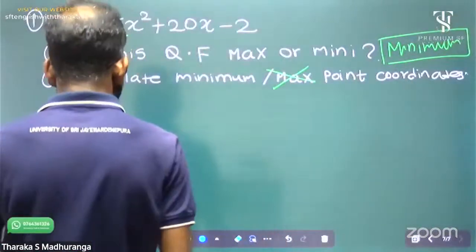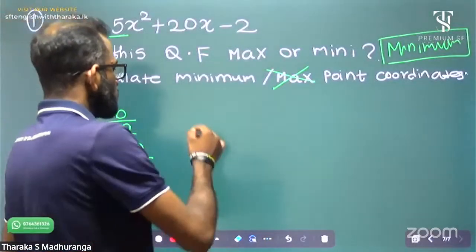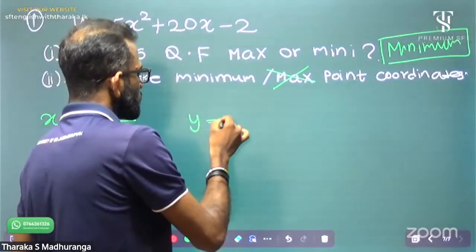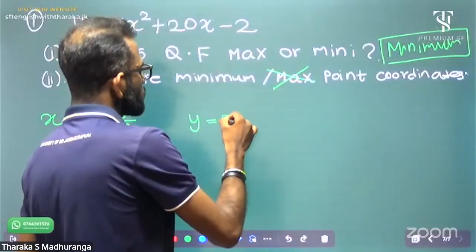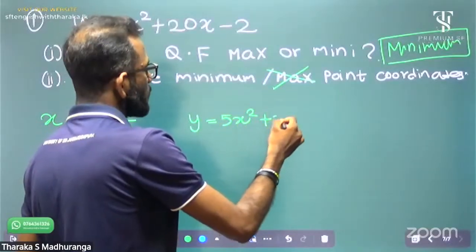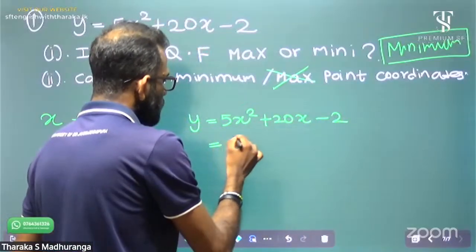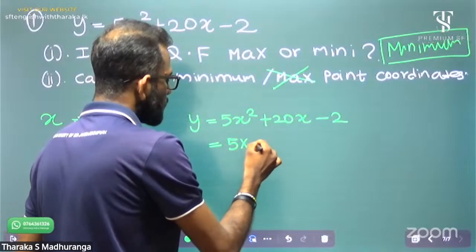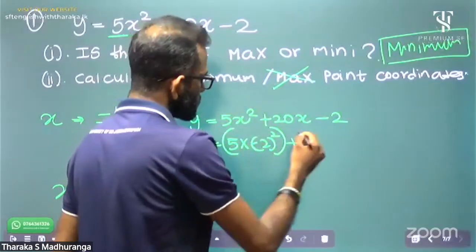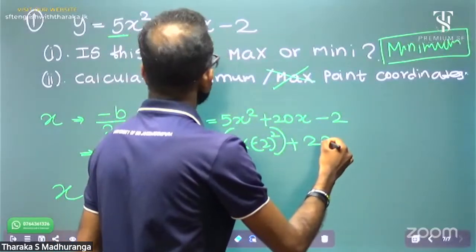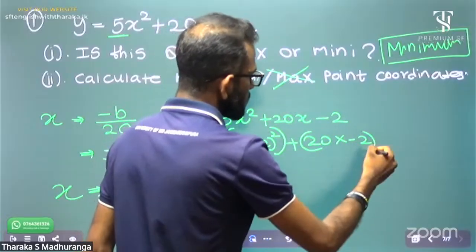Then the y coordinate. You can substitute. y equals ax squared, not ax now. 5x squared plus 20x minus 2. 5 into minus 2 squared, plus 20 into x, minus 2.